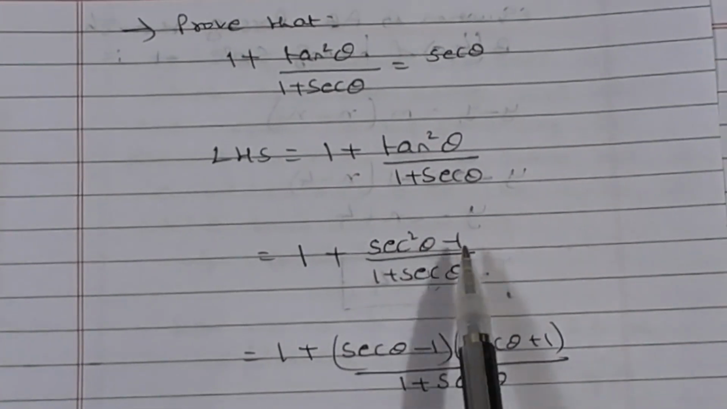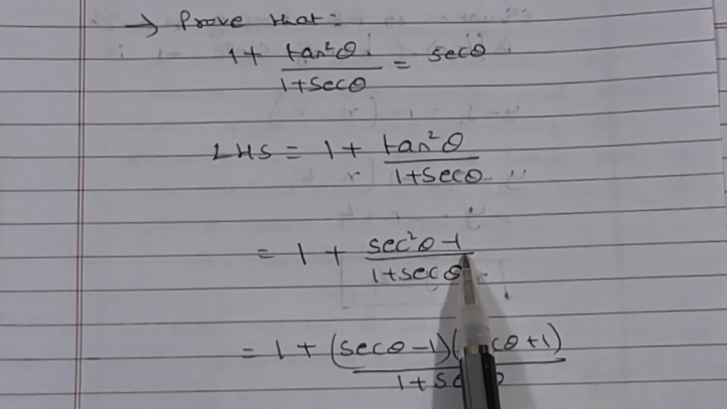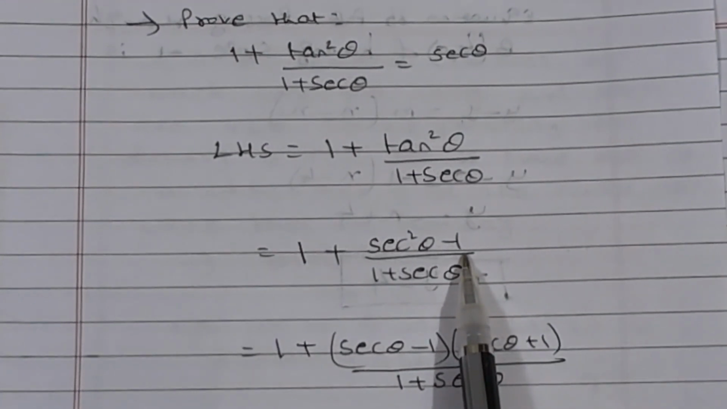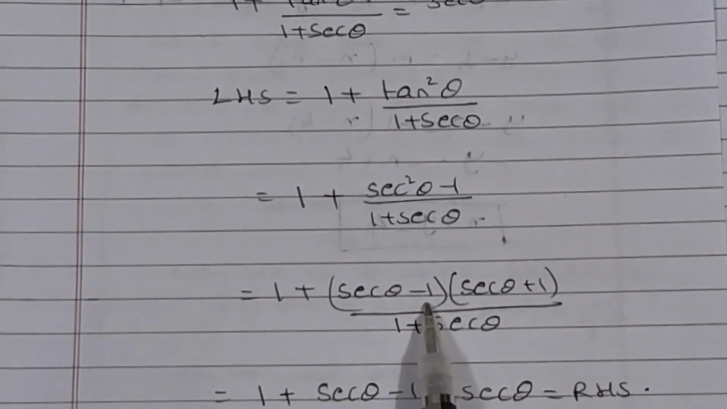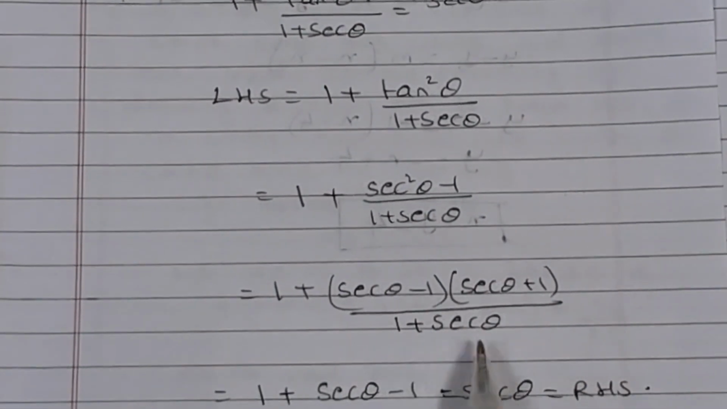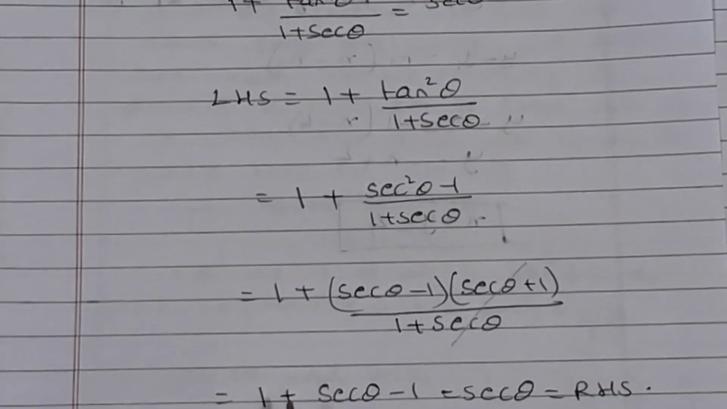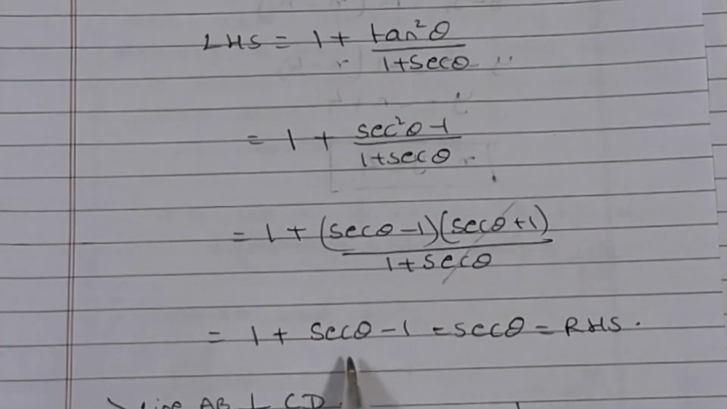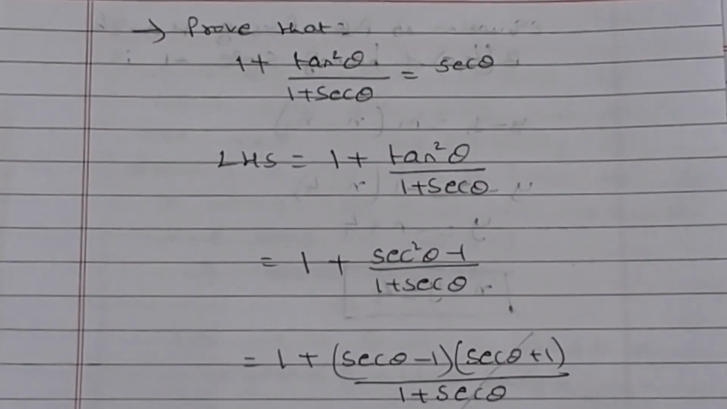Now here you will use the identity a square minus b square. Remember this identity, it is very often used in trigonometry. So secant square theta minus 1 is (secant theta minus 1) into (secant theta plus 1) upon 1 plus secant theta. 1 plus secant theta gets cancelled. So we have secant theta minus 1 plus 1, the 1s cancel, and we get secant theta, and that is our RHS.